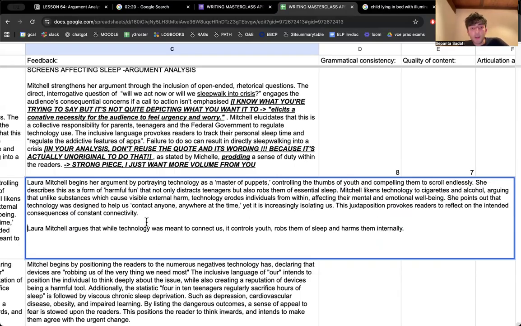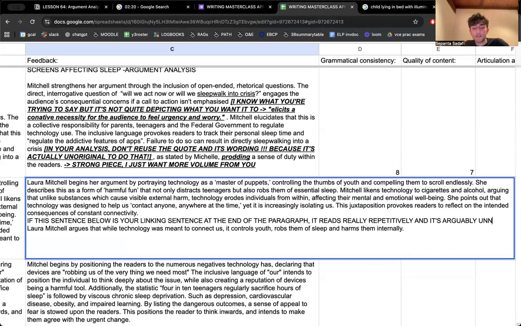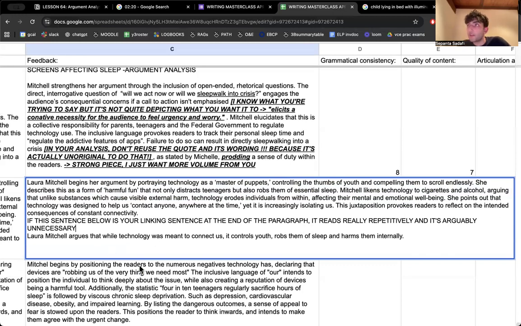Well done. Now, if this sentence below is your linking sentence at the end of the paragraph, it reads really repetitively, and it's arguably unnecessary. Who wrote this? It's arguably unnecessary, okay? Arguably it's unnecessary. But you have good ideas.